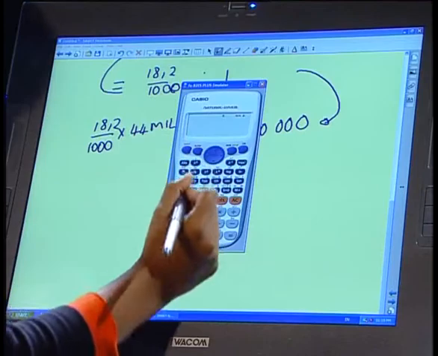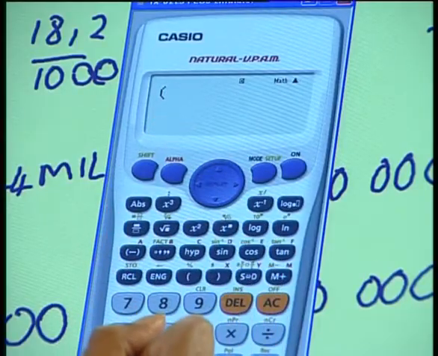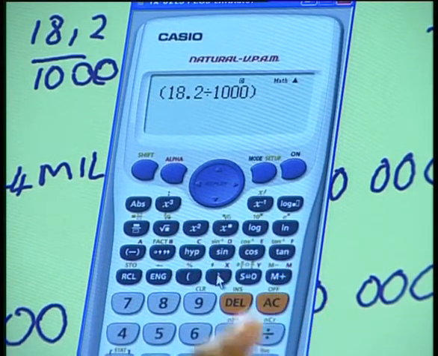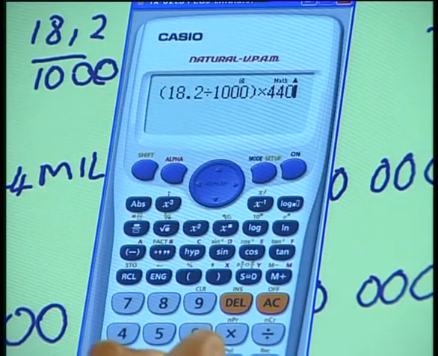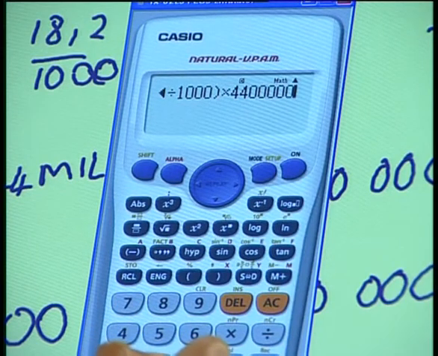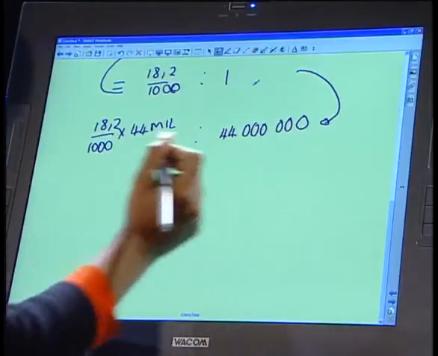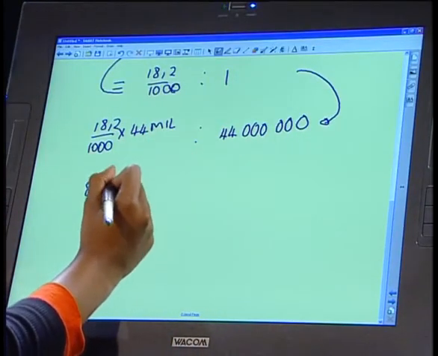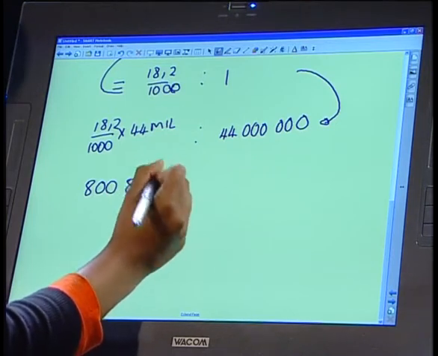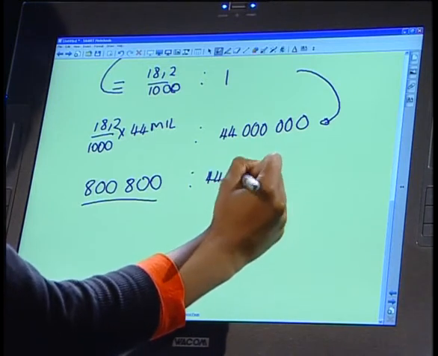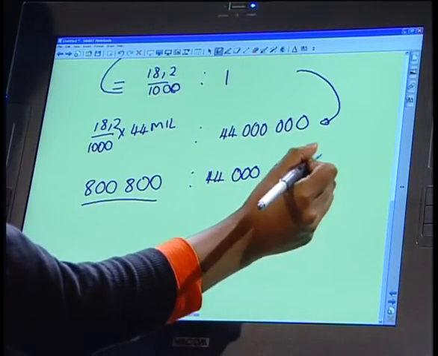So we call up the calculator and we're going to type in, you can use brackets here, 18,2 divided by 1,000, close our brackets, times 44 million. Remember we've got 6 zeros, so it's 1, 2, 3, 4, 5, 6, and that gives us 800,800. Therefore, we've got 800,800 births per 44 million of the population.